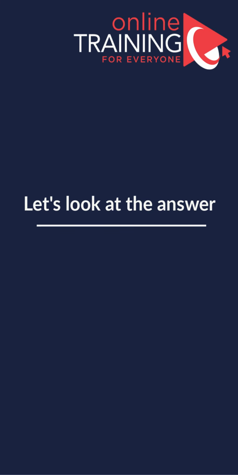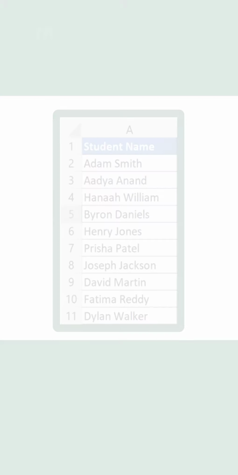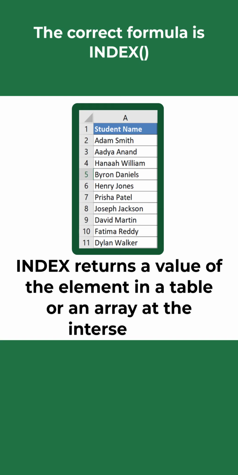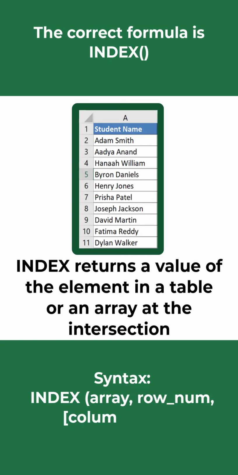As you might have figured out, the correct formula is INDEX. In fact, INDEX returns the value of the element in the table or array selected by the row and column number indexes. When entering the INDEX formula, you need to enter the array and provide the row number. The column number is optional.